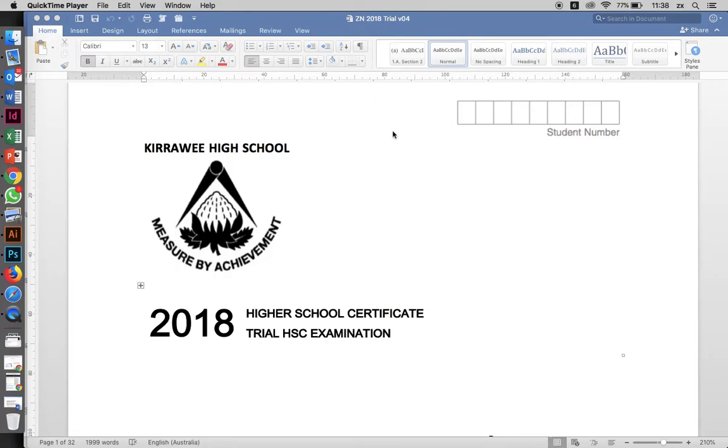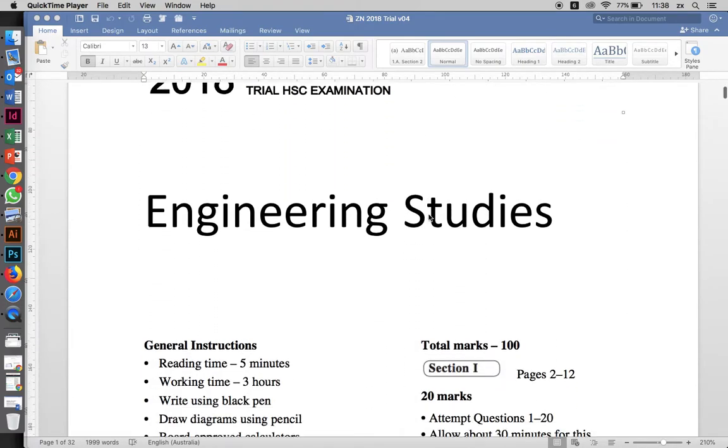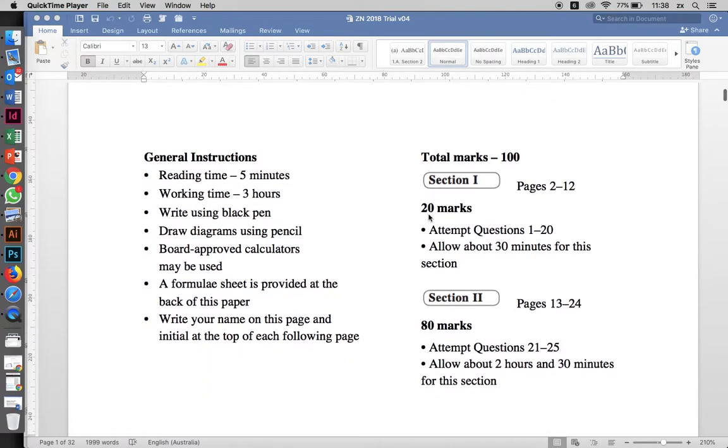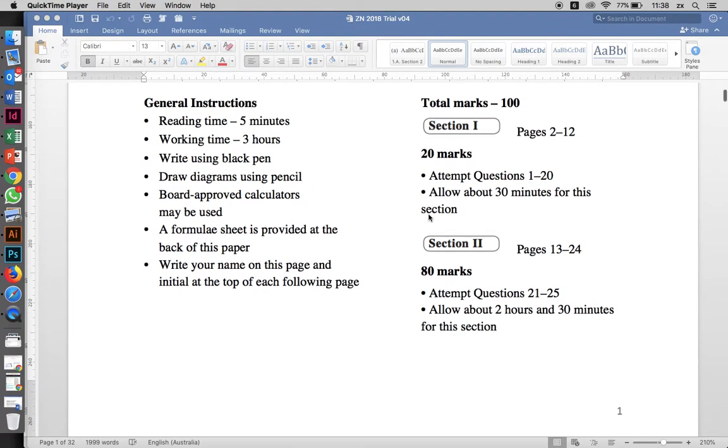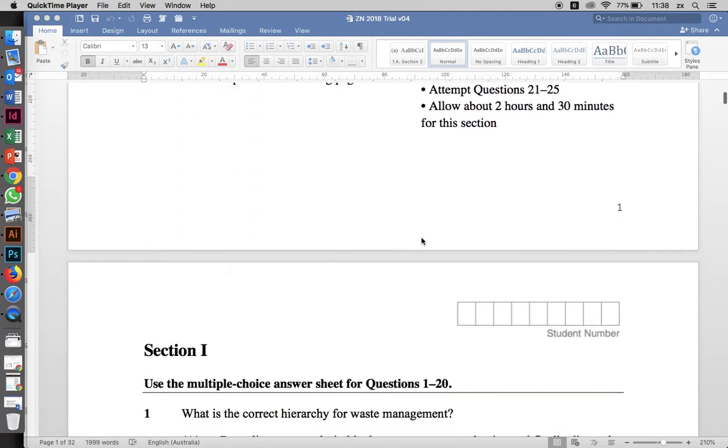Today I'm going to be going through the 2018 trial examination, and I'll be making a few corrections to some questions as I go, which is why I'm using Word rather than a PDF. So it's a 3-hour exam, 100 marks, same as the HSC, same format as the HSC.